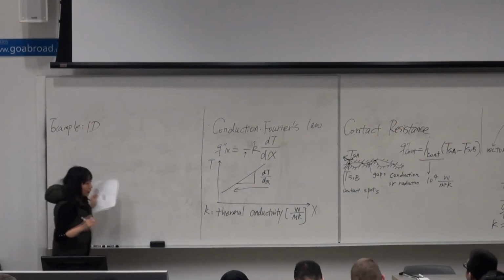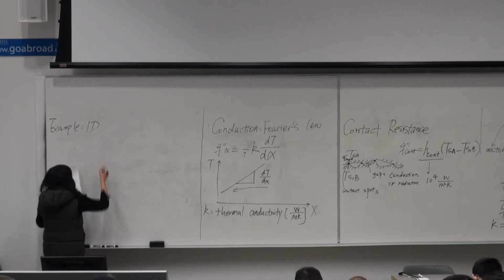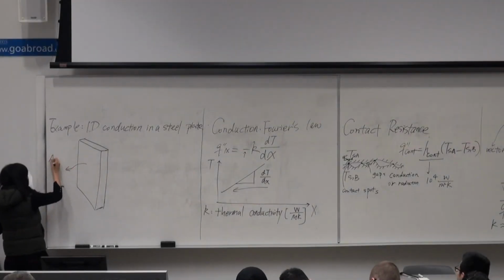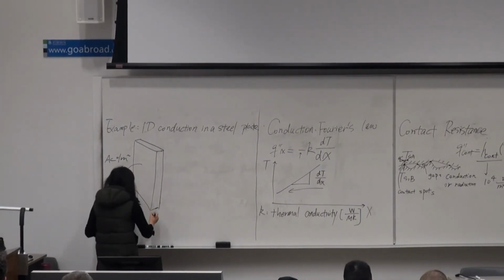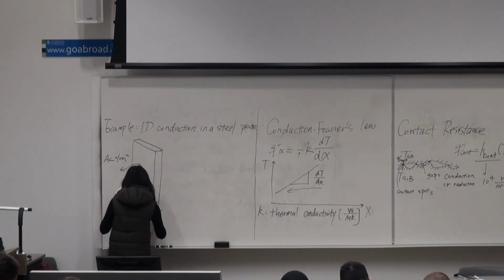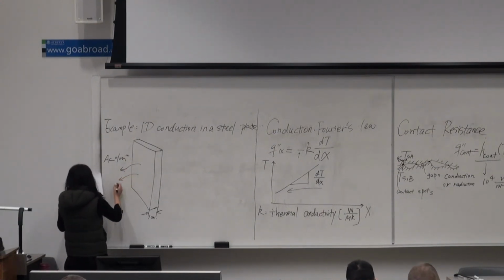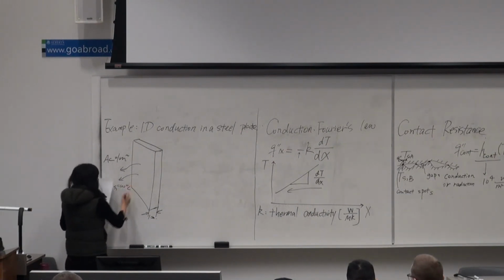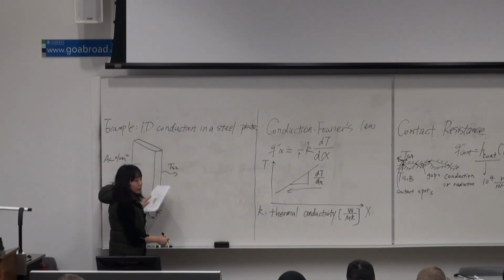Let's consider 1D heat conduction for a steel plate. The cross-section area is 1 square meter and the thickness is 1 centimeter. Then it has one side surface maintained at a temperature, say surface 1 at 100 degrees, and the other side, surface 2, at 0 degrees.